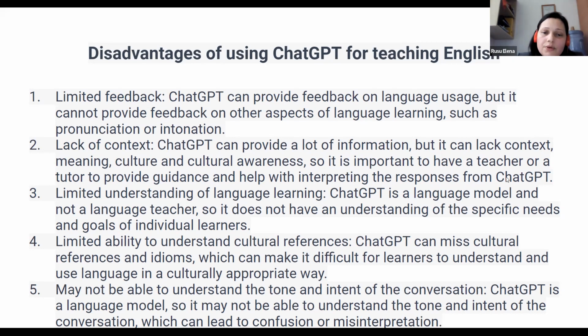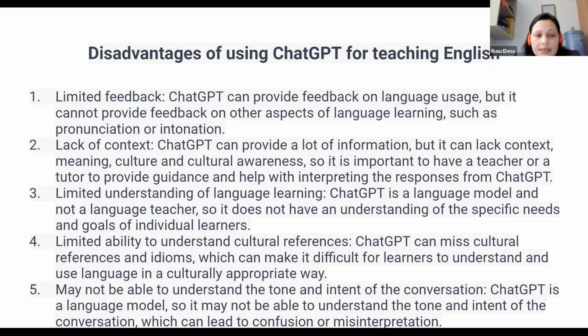Limited understanding of language learning. Because ChatGPT is a language model, it is not a language teacher, so it does not have an understanding of the specific needs and goals of individual learners. Also limited ability to understand cultural references, because ChatGPT can miss cultural references and idioms, which can make it difficult for learners to understand and use language in a culturally appropriate way.